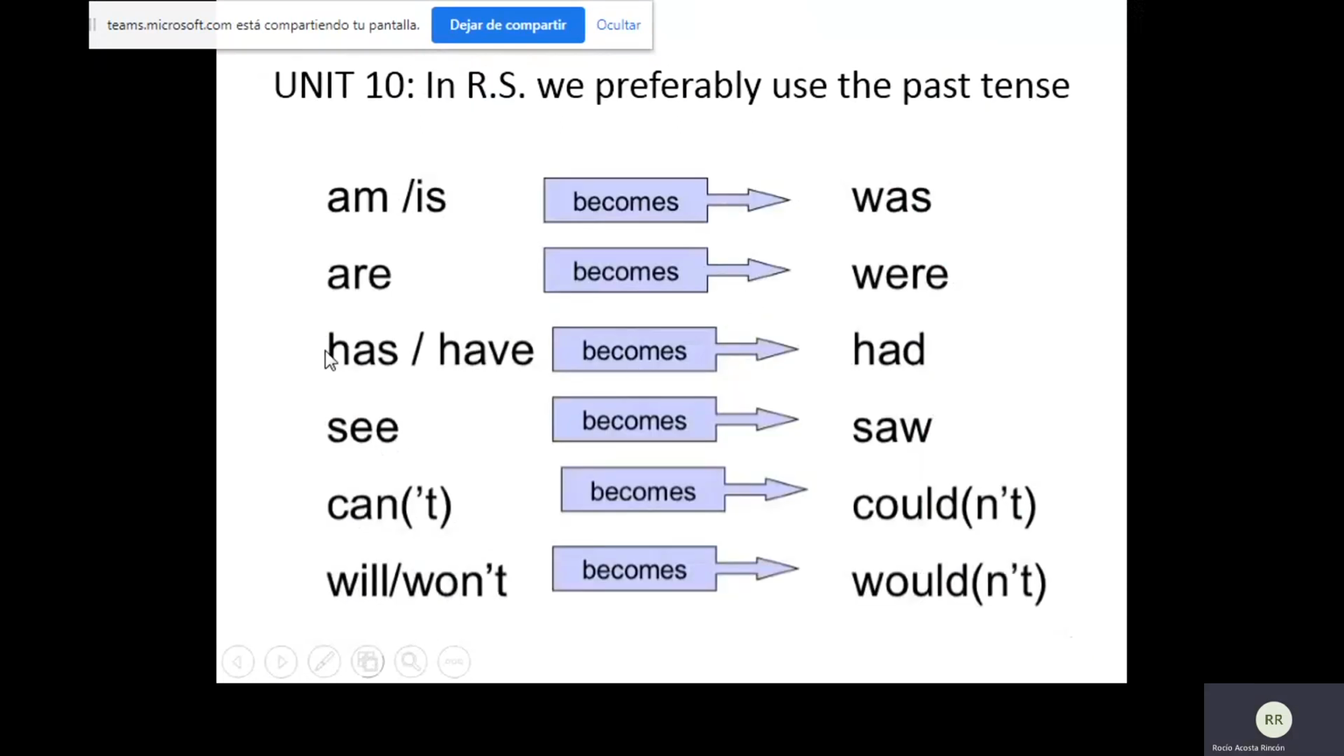Now, here we have some verbs, and let's see how we change them. So we say that in reported speech, we preferably use the past tense, but this is the basic, but there are other tenses, right? So for example, if we are using the verb be, it becomes the past of the verb be, which is was or were. If it's have or has, either as a main verb or as an auxiliary, it changes into had; see changes into saw. The modal verbs also change, some of them, for example, can or can't, into could or couldn't. And the forms in future, will or won't, may change into would or wouldn't.